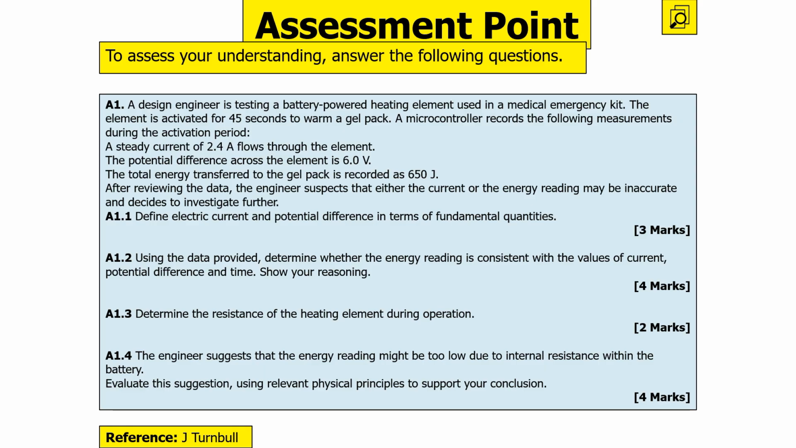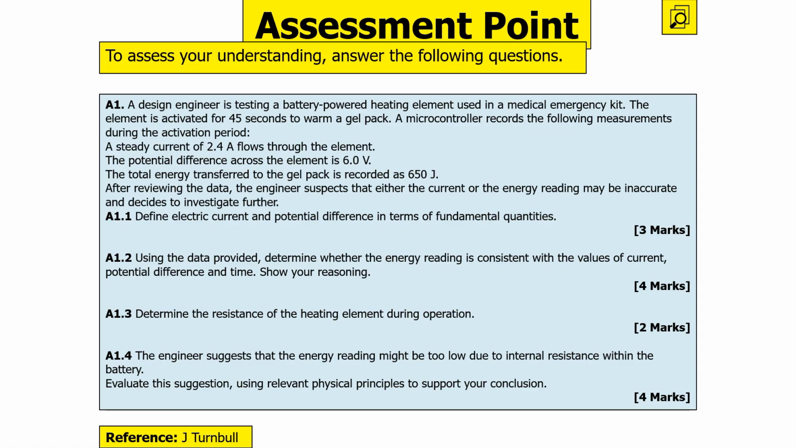Firstly, define electrical current and potential difference in terms of fundamental quantities. Using the data provided, determine whether the energy reading is consistent with the values of current, potential difference and time, and show your reasoning. Determine the resistance of the heating element during operation. Then the engineer suggests that the energy reading may be too low due to the internal resistance within the battery. Evaluate this suggestion using relevant physical principles to support your conclusion.